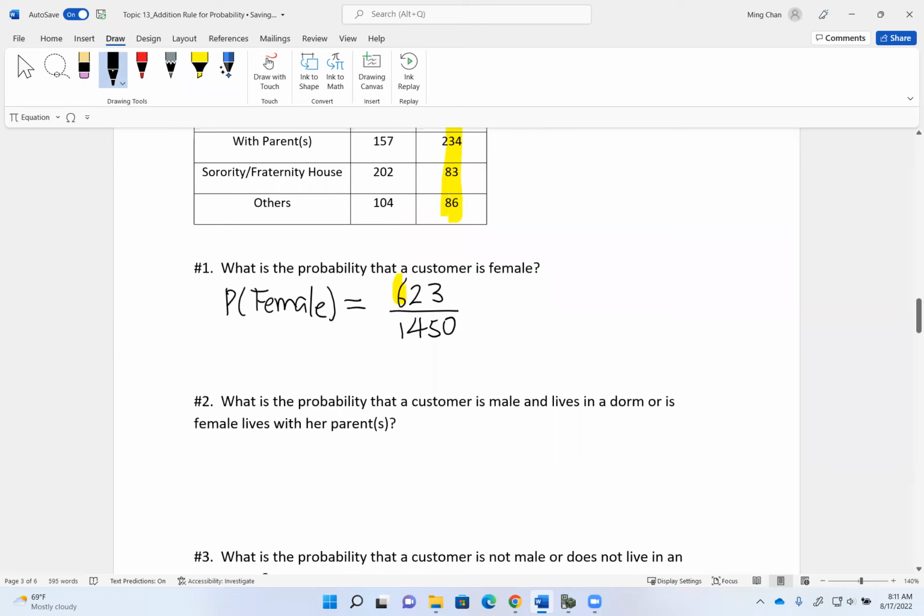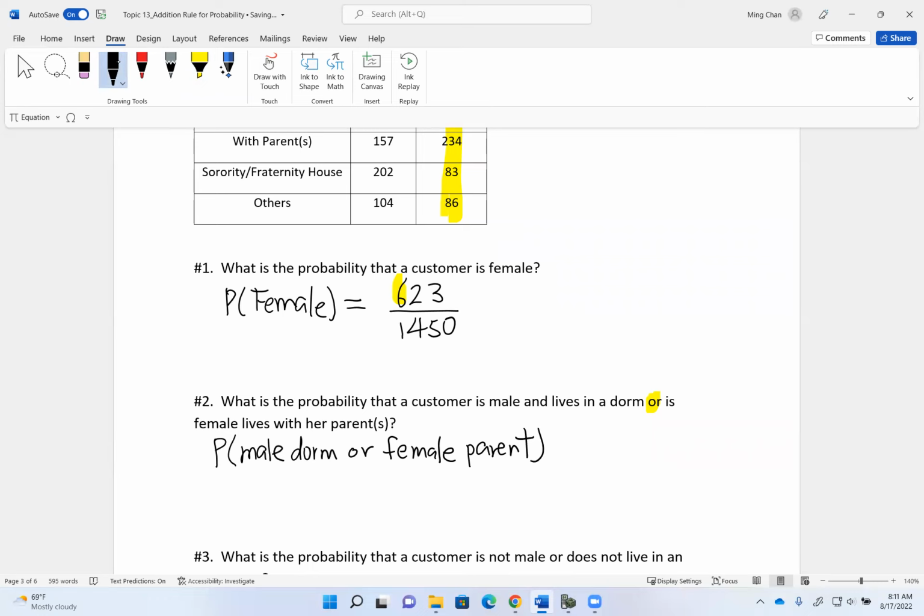All right, read carefully. What's the probability that a customer, okay, so I'm selecting a customer, is male and lives in the dorm, or, see that word or? The or separates your two events. Or is female and lives with her parents, okay? So probability of male dorm, I'm going to say male living in the dorm, or selecting a female living with the parents.